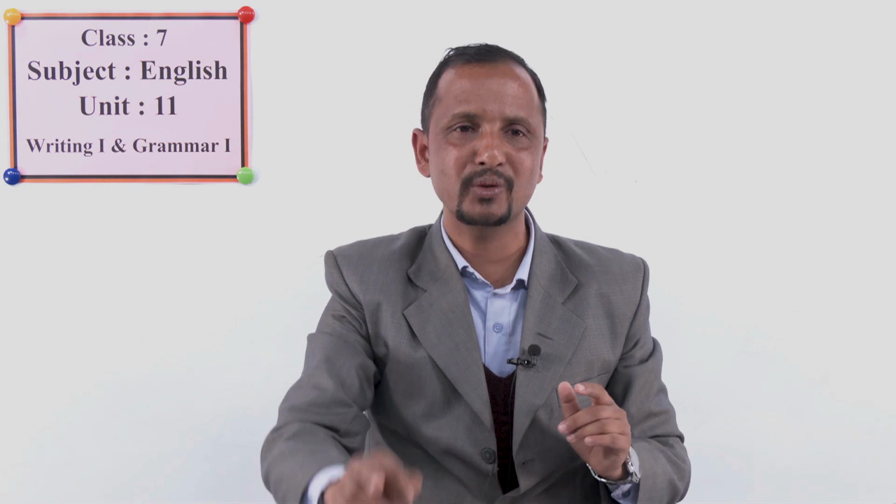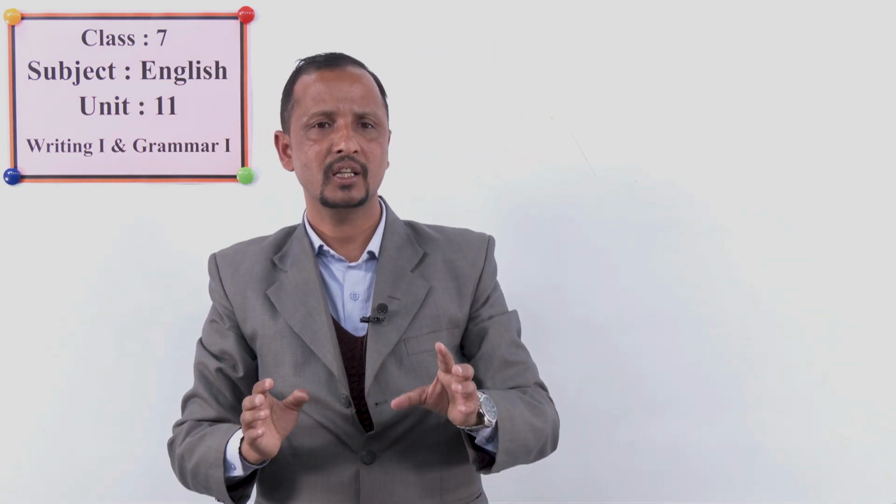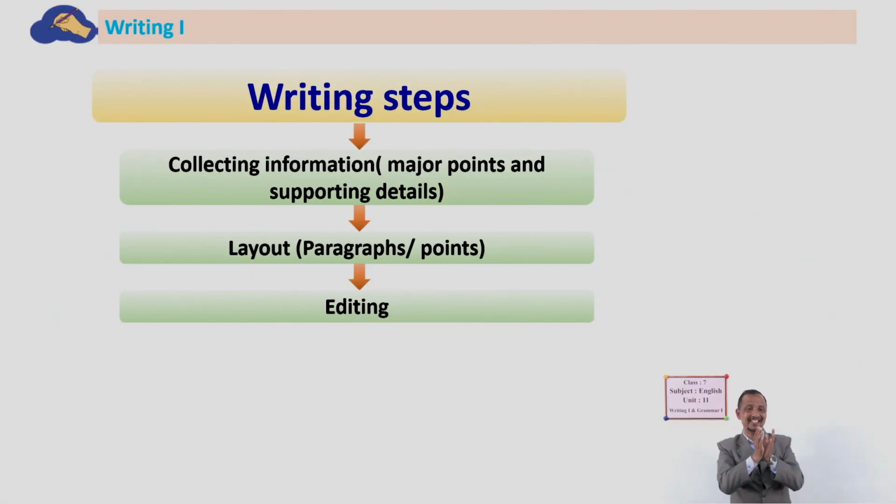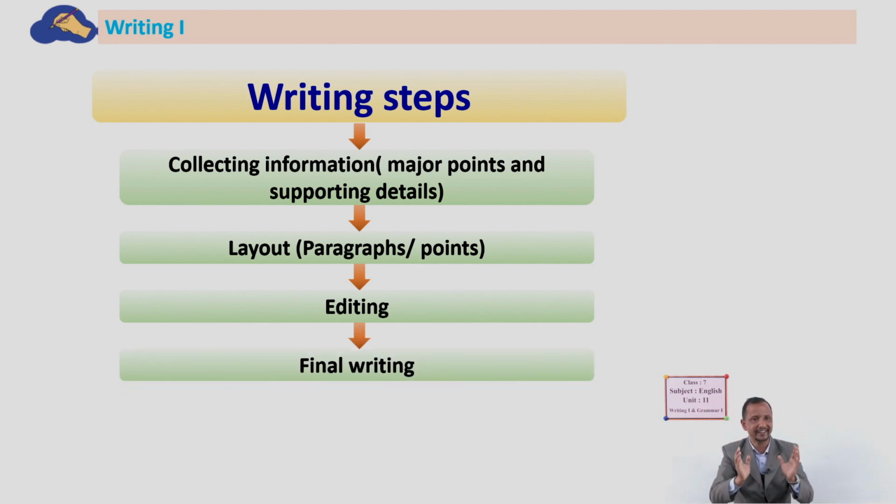For that, what do we have to do? Let's see, layout. We need to edit our writing after collecting information. Either you write in paragraphs or points, or you can include a photo or may not. And you have to edit that layout, and your language must be simple. After editing, you will be able to finalize the final writing. These are the steps, the process.